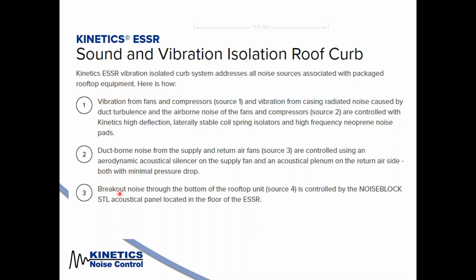And then the breakout noise from the bottom of the unit, the most overlooked issue with air handling units, is the breakout noise. You've got a hole into the space, so we've got to do something with that noise that's coming out the bottom of that unit. In this case, we could put noise blocking acoustical panels in the bottom of the roof curb, and those come in different levels, so it's like a picnic basket.